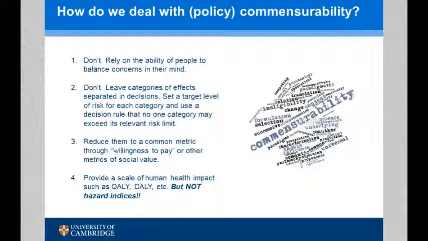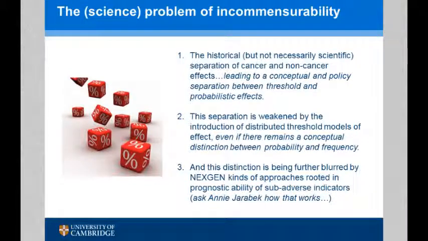The scientific problem of incommensurability, as I show here, is that while we treat cancer and non-cancer separately in the United States, and to some extent we do here in the EU, as Andy Jarabek, I think, has argued quite well within the EPA, there's not really any necessary scientific reason why we separate them out in that way. They simply arose at two different historical times, with different kinds of paradigms, you might imagine, for what it means to protect the population. And this distinction between the cancer and the non-cancer effects is really being blurred by programs such as the one that Ilakoti and others have started at the EPA in the next-gen area.